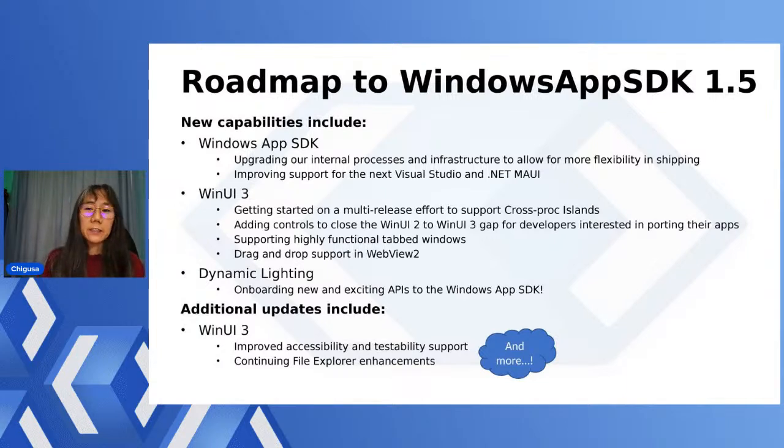Dynamic lighting is a new API that Windows App SDK is going to be shipping. And this is something that developers can use to create exciting lighting experiences. And we're also doing improvements of WinUI 3 for accessibility, testability, etc. And we are continuing the support for File Explorer, so that something like the annotated scroll bar that File Explorer shipped, those are the things that you also benefit from, being able to use the same components that we ship for File Explorer. So we're looking forward to giving you more and more stuff that you can use to make your apps great.